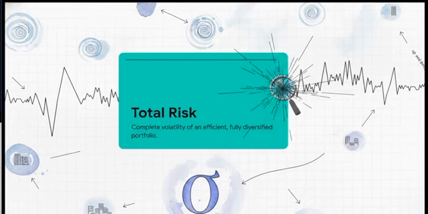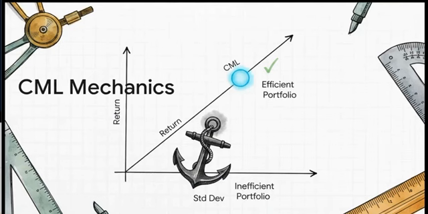To do this, it uses total risk, which mathematically is just standard deviation. This captures the complete volatility of an efficient portfolio. We're talking every single up and down swing. And the underlying logic here is actually beautiful. Because we're assuming the portfolio is fully diversified, all that random company-specific noise has been completely neutralized. So total risk, standard deviation, is literally the only risk metric that matters when you're evaluating the portfolio as a whole.